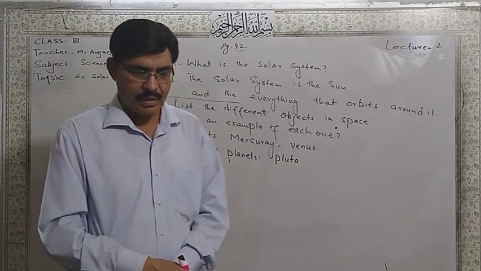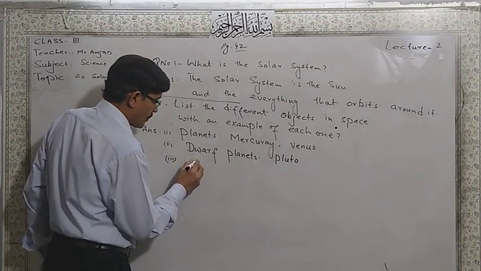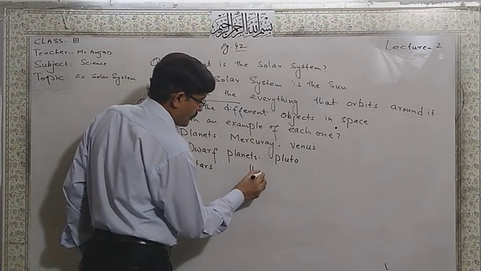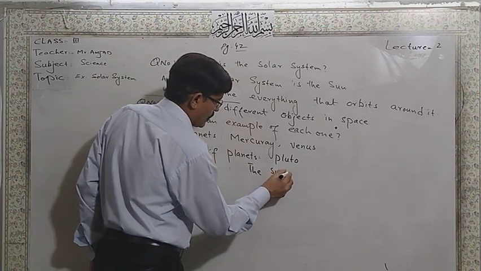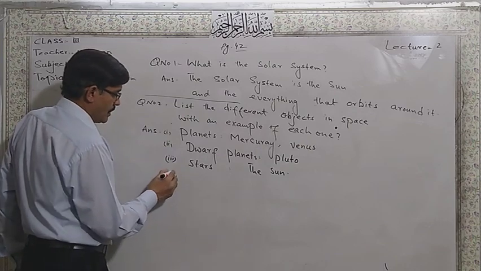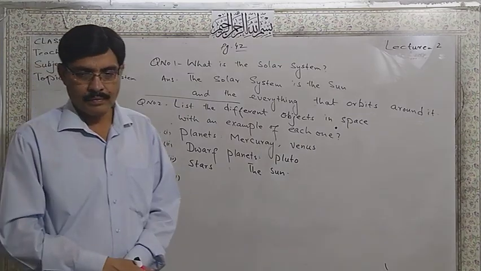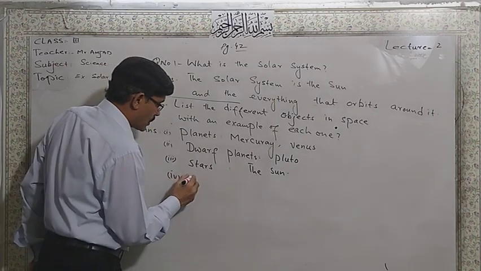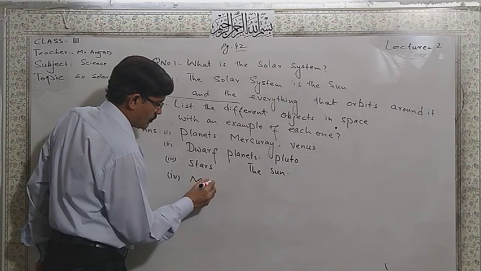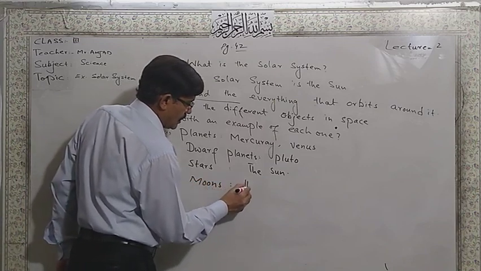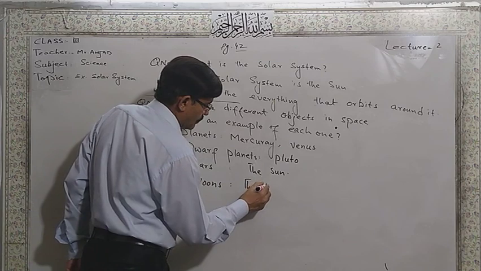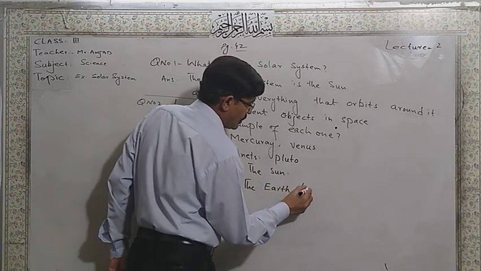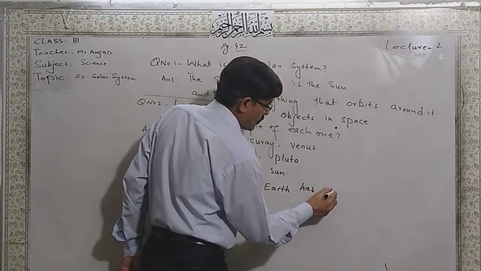The third one, stars. The sun, the stars. And the fourth one, moons. The earth has one moon.